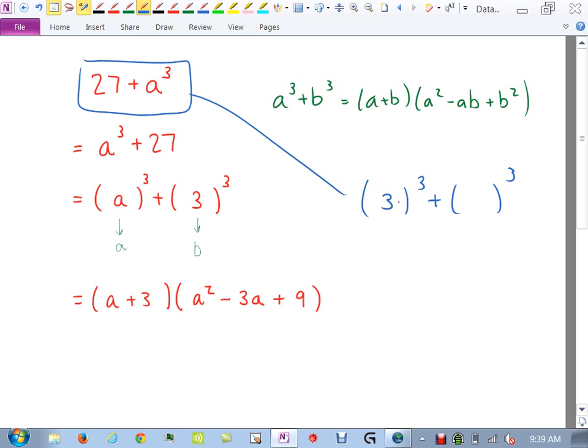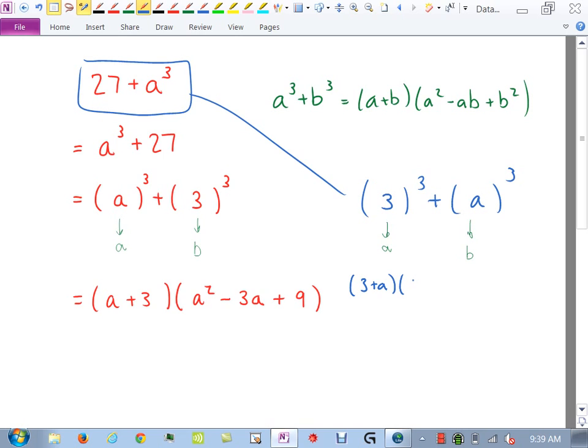And you would have got 3 and a, like this, instead, right? 27 is 3 cubed, a cubed is a cubed. And now my a is actually 3 and my b is actually a. But I still use the formula. If I do that, I get a plus b, so that's 3 plus a.